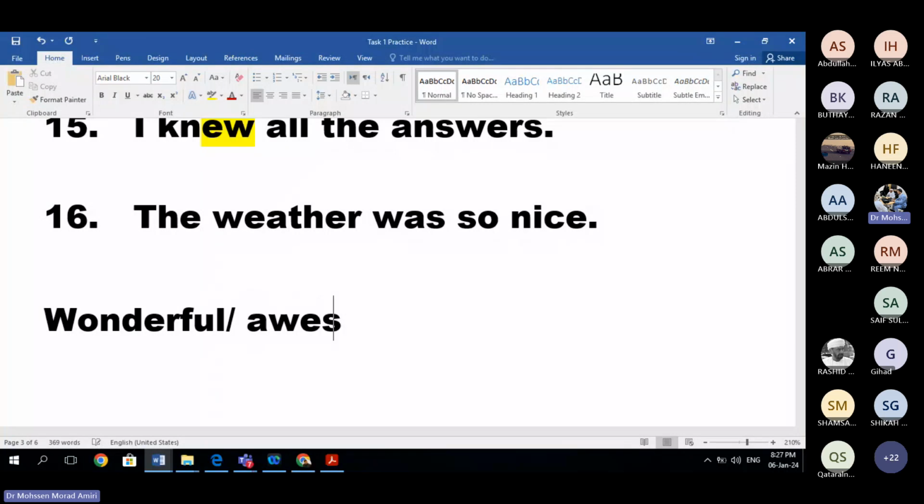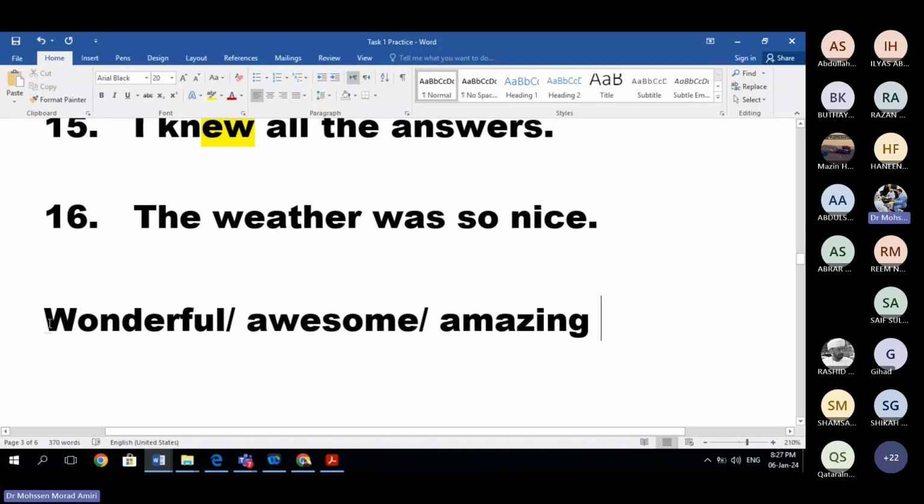Awesome, somebody said. This is difficult بشوية. Awesome, يعني amazing. So these are some kalamat that you can use when you want to talk about some min marra. My trip was wonderful. The weather was awesome. The food was amazing. The food was awesome. The weather was wonderful.